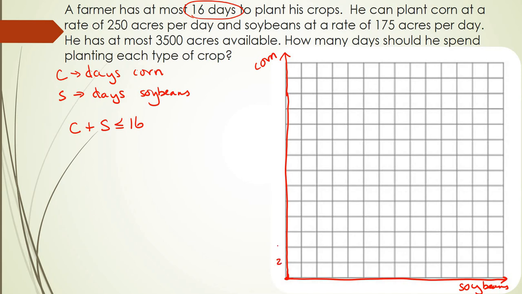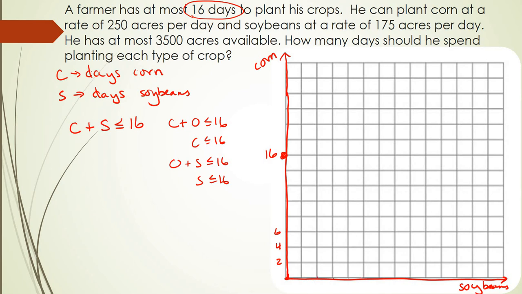I'm going to go by 2's. 2, 4, 6, 8, 10, 12, 14, 16. And the amount of soy when c is 0, so let me do this. C when s is 0 is 16. S when c is 0 is also 16.